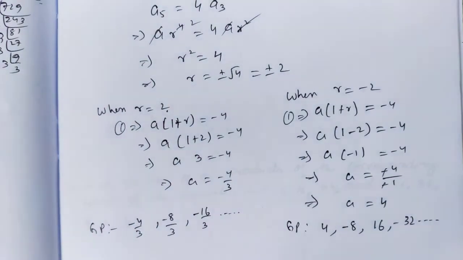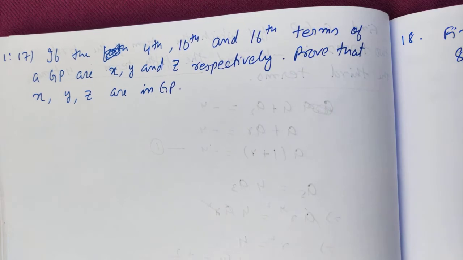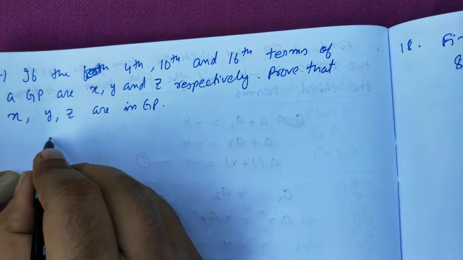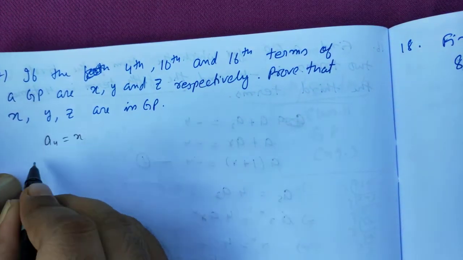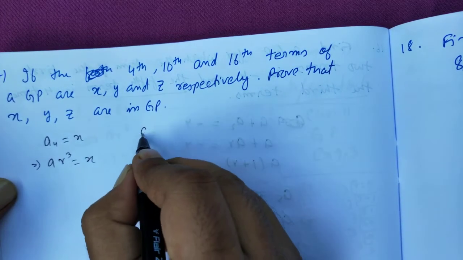Okay, let's do question number 17. If the 4th, 10th and 16th terms of a GP are x, y, z, prove that x, y, z are in GP. So we have to find the value of x, y, z first. So A4 is given as x, that means AR^3. x is AR^3.